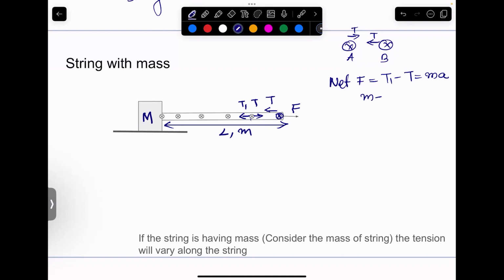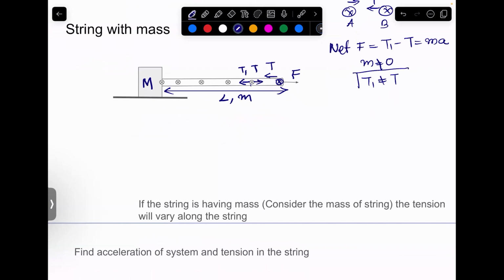So mass here is not equal to 0. That means T1 is not equal to T. Right. So we got to know that the action reaction pair forces acting on this particle A are not equal. Now, with this T1 force, again, this particle here will be getting pulled because of intermolecular attractive forces. So those will be equal. Again, there will be another force here. Let's call it T2.